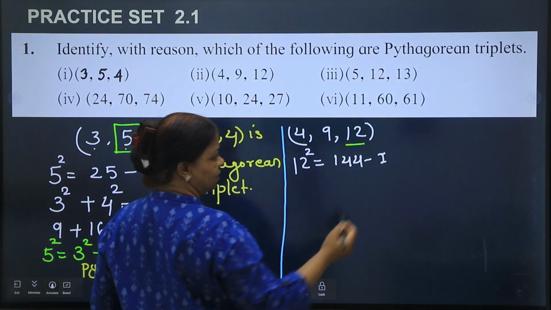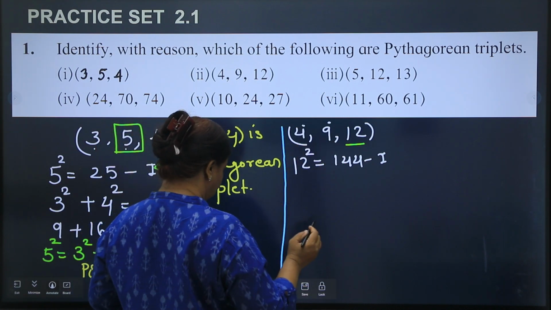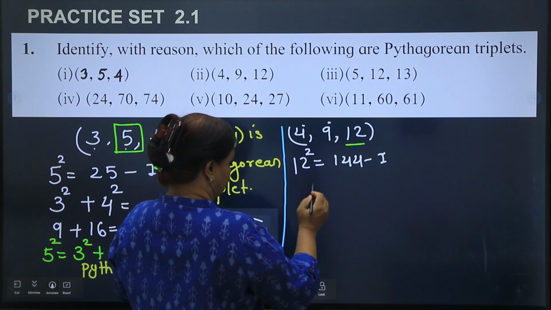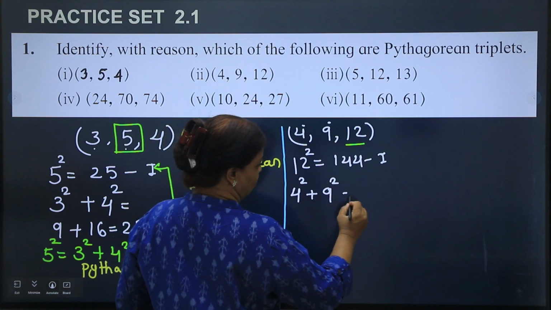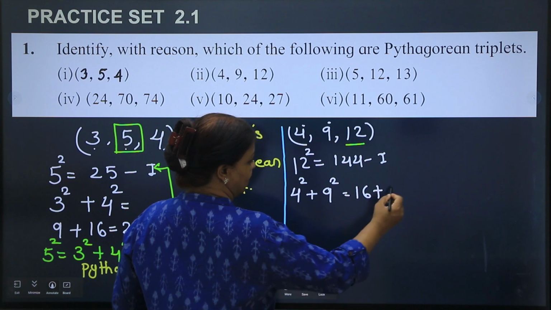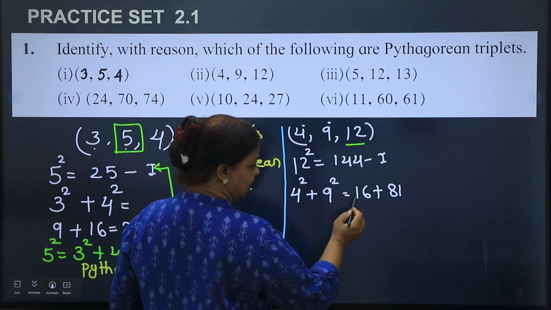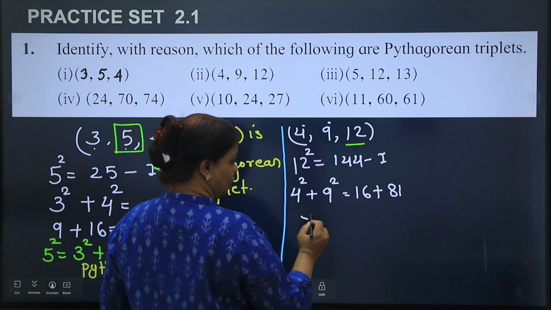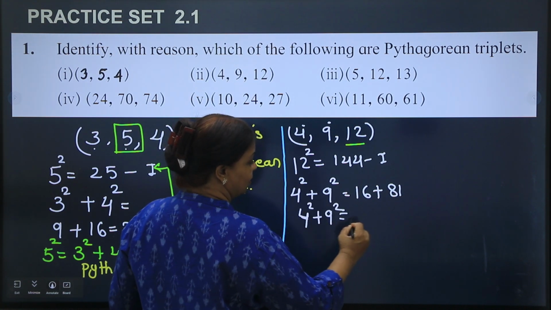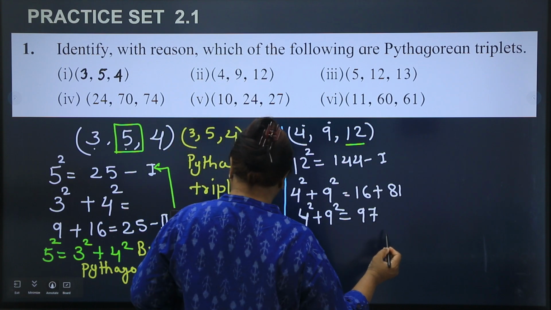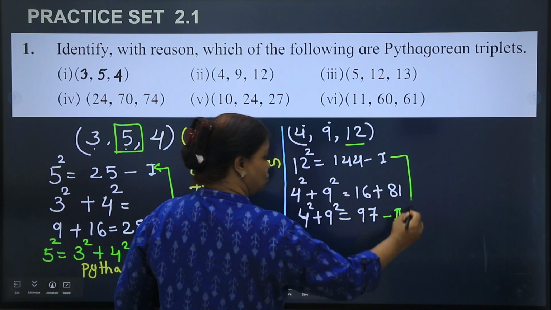Let us assume it as 1. Now, these two numbers are left. So, the sum of the squares of these two: 4 square plus 9 square. 4 square is 16 and 9 square is 81. 16 and 81 is 97. So 4 square plus 9 square is equal to 97, and this is your second statement. If you compare these two, they are not equal.